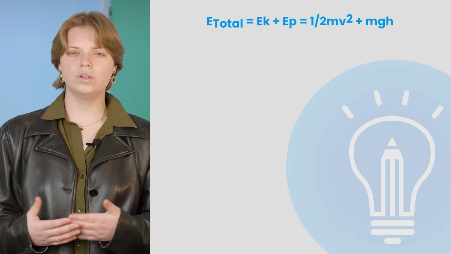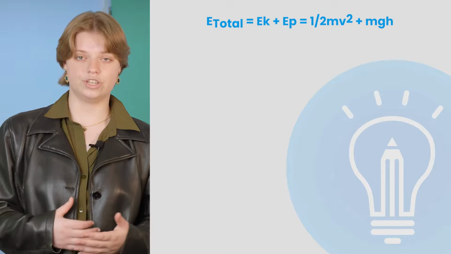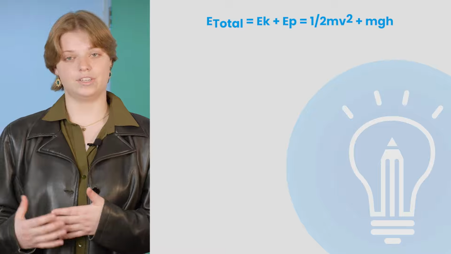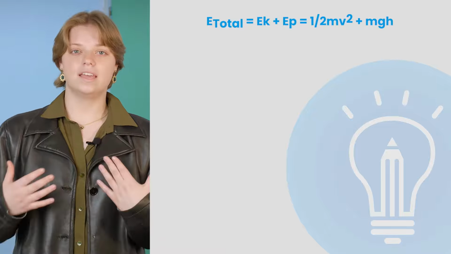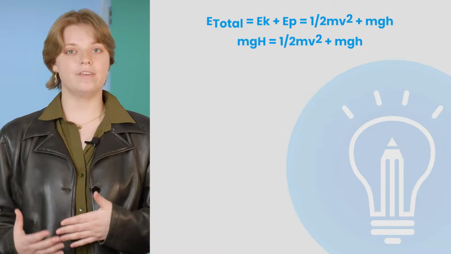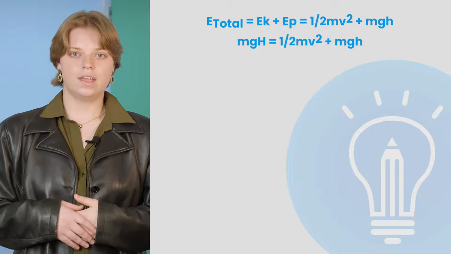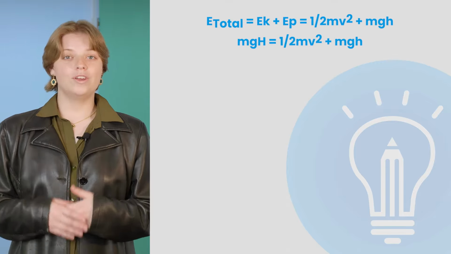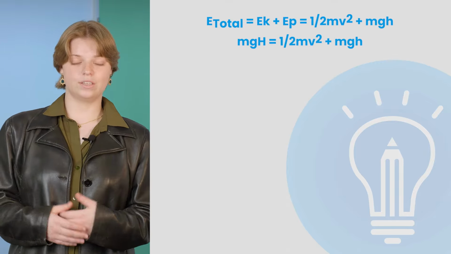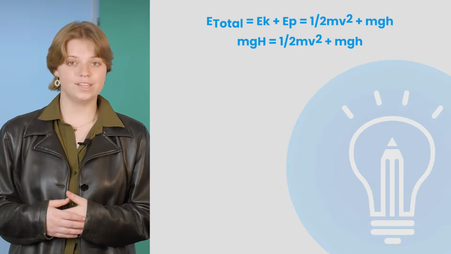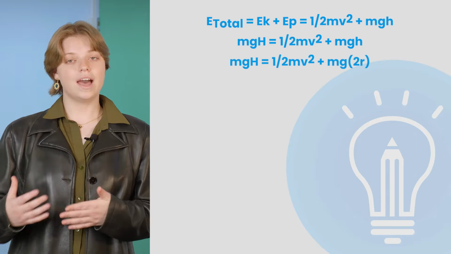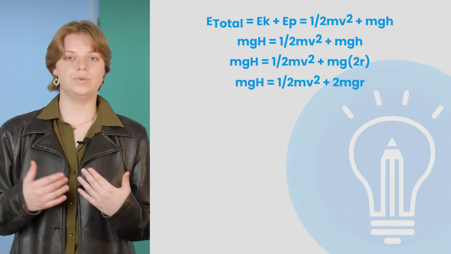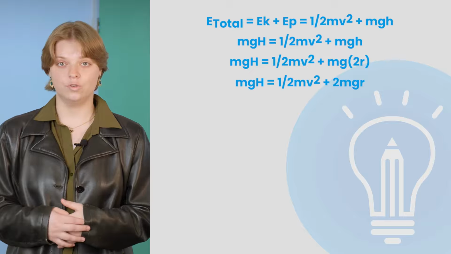We also know that all of the energy must have come from the potential energy in position A, so we know that E total equals mgH, where H is the height at position A. This gives us mgH equals half mv squared plus mgh. It is going to start getting confusing with two h's in here now, so let's simplify it a little bit. We know that the height of the loop is 2 times the radius, so we'll substitute 2r in for the height of the car. mgH equals half mv squared plus mg2r. Simplifying down to mgH equals half mv squared plus 2mgr.